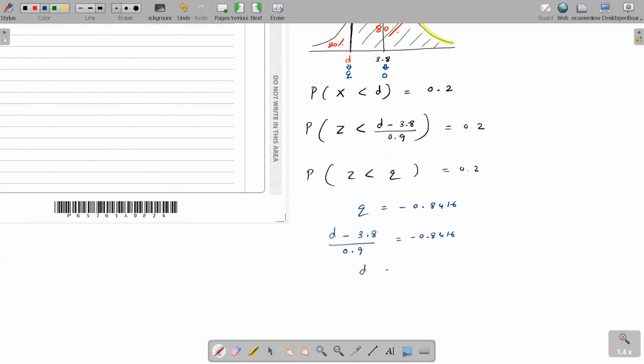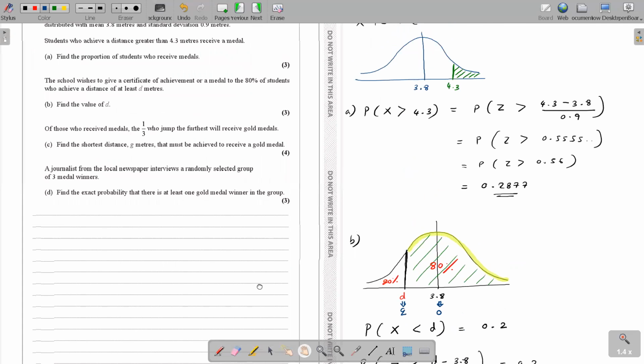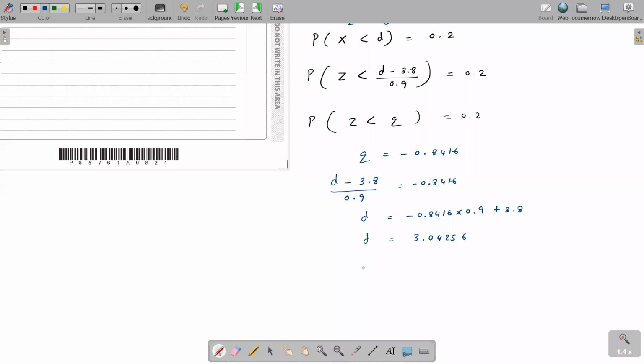So replace it: negative 0.8416 multiplied by 0.9 plus 3.8. How much is that? 3.04256. They don't have any significance for the D value, right? So we'll give it to 3 significant figures, 3.04. Something like that. 3.04 meters, right? We are measuring this in meters.